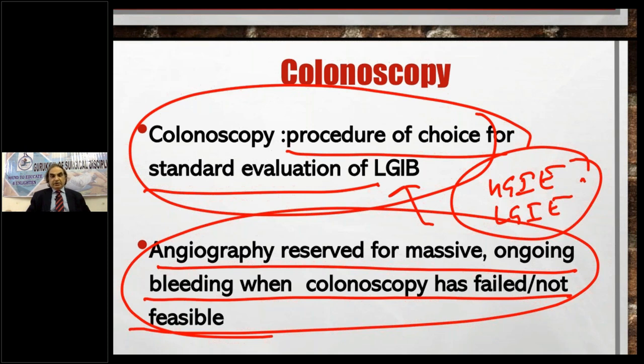Clear? Easy. So massive bleeding, angiography. Lower GI bleeding, colonoscopy. Upper GI bleeding, upper GI endoscopy. Obscure GI bleeding, enteroscopy. Can it be done? Cannot be done. Theoretically, yes. What is enteroscopy? Push enteroscopy. What is used for that? The pediatric colonoscope. Is it invasive? It is very invasive.